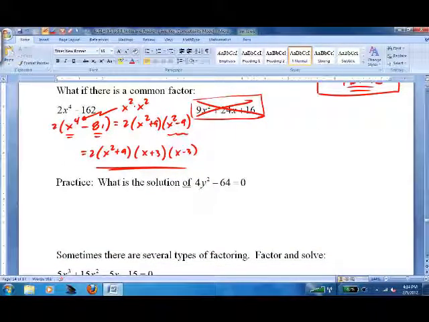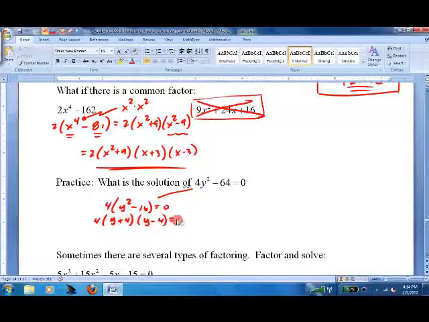What's the solution? If you look at it, perfect square, negative, perfect square. You could do this one of two ways. Personally, I always pull it out. I think it makes my life easier. So I've pulled out the 4, and then I've factored the perfect square. And I'll get y equals negative 4 and 4.